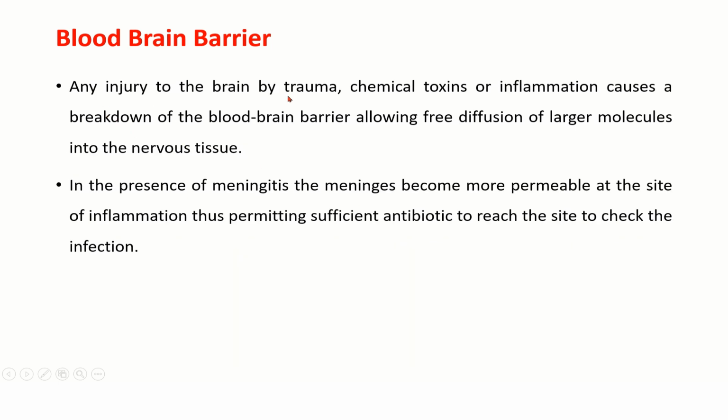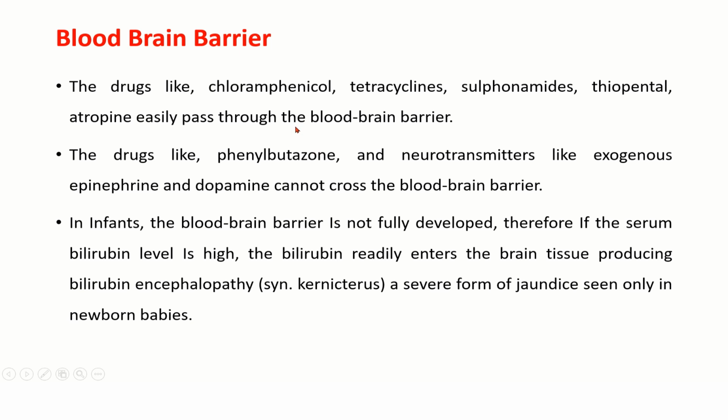Any injury to the brain by trauma, chemical toxins, or inflammation like meningitis will alter the blood-brain barrier and allow the diffusion of large molecules into nervous tissue. Certain drugs like chloramphenicol, tetracycline, and sulfonamides pass through the blood-brain barrier, whereas a few drugs will not pass through it, like phenylbutazone. Neurotransmitters like epinephrine and dopamine cannot cross the blood-brain barrier.